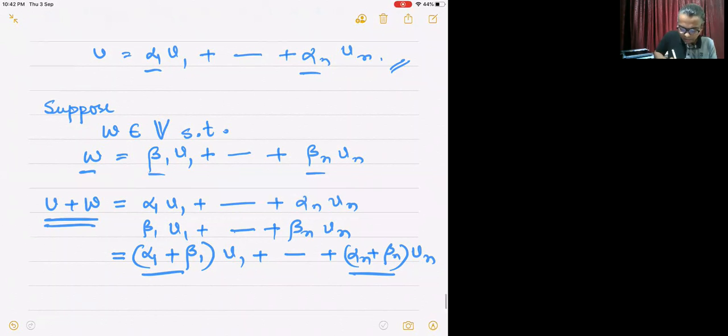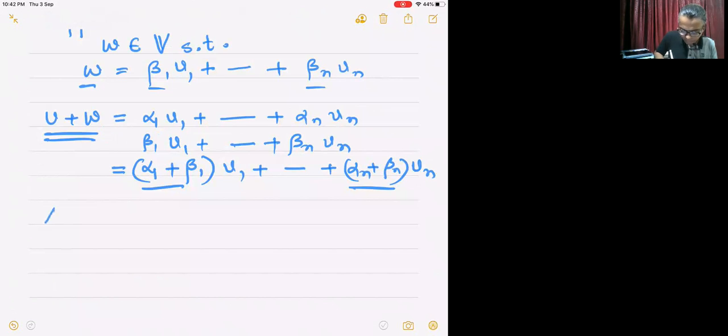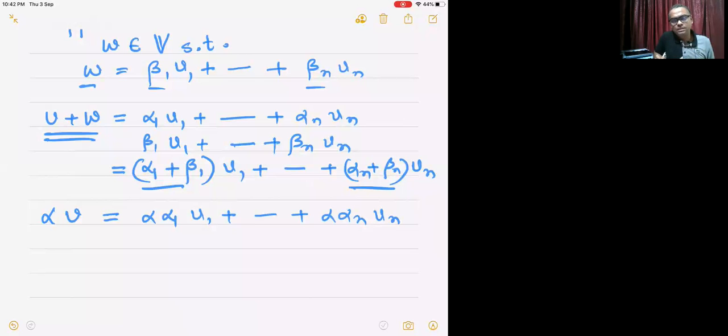Similarly, one can do this for scalar multiplication. So if I have, say, alpha times v, that will certainly be alpha times alpha 1 into v1 plus ... up to alpha times alpha n into vn. All these things suggest that for a finite dimensional abstract vector space, listen carefully, for a finite dimensional abstract vector space over a field F, once we fix a basis, then every vector gets uniquely associated with an n tuple, right? Those n tuples will be called its coordinates.